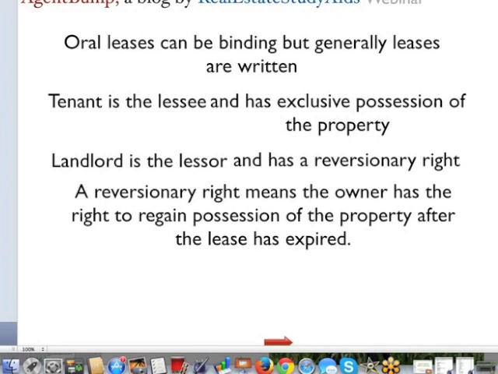All right. Okay, tenant and lessee have exclusive possession of the property. Landlord is the lessor and has a reversionary right. This gives me two questions for you guys. What does that OR mean at the end of the word lessor?